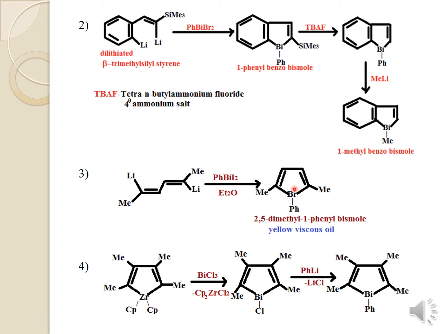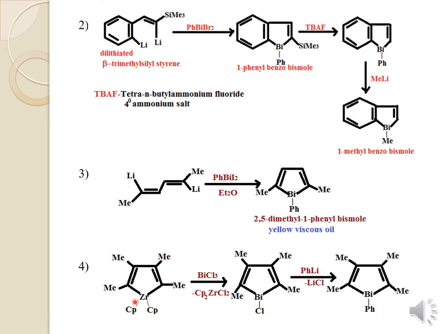You have studied pyrroles and all, right? So it is similar to that pyrrole compound, and the only addition is that bismuth is added, that's it. And then moving on to the fourth reaction. Here, when the zirconium compounds, one second, okay. So when the zirconium compounds, you have studied the transmetallation reaction in organometallic chemistry.